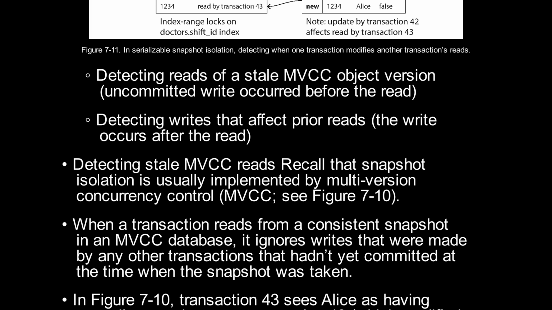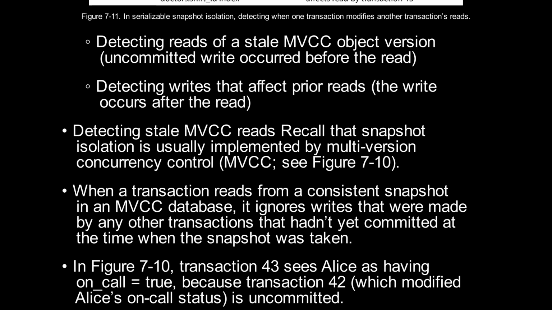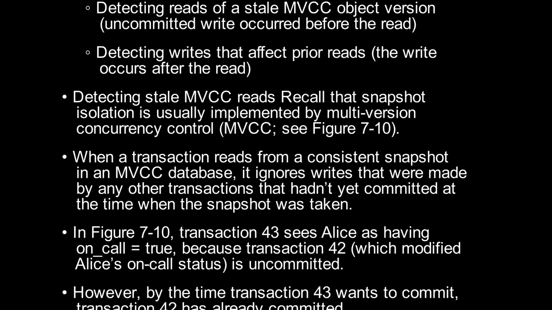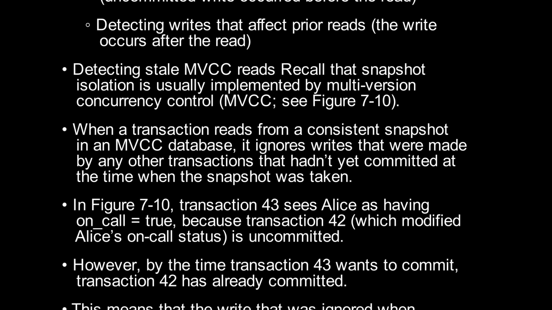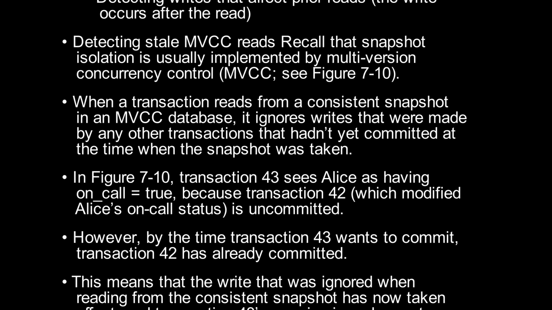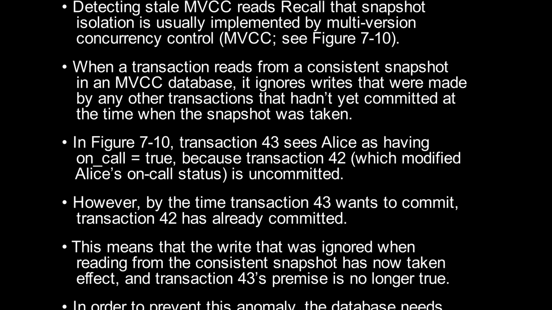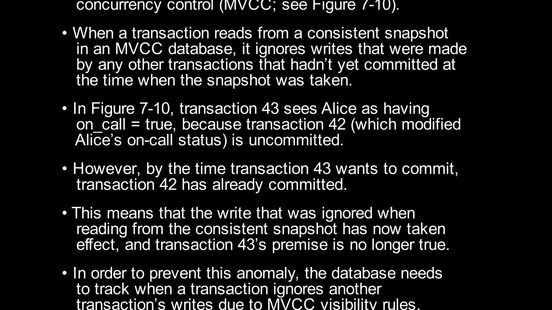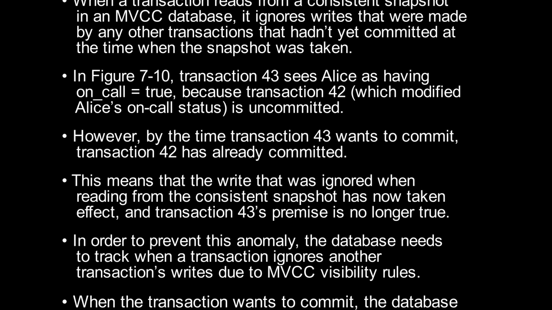When a transaction reads from a consistent snapshot in an MVCC database, it ignores writes that were made by any other transactions that hadn't yet committed at the time when the snapshot was taken. In Figure 7-10, transaction 43 sees Alice as having on-call equals true, because transaction 42, which modified Alice's on-call status, is uncommitted. However, by the time transaction 43 wants to commit, transaction 42 has already committed. This means that the write that was ignored when reading from the consistent snapshot has now taken effect, and transaction 43's premise is no longer true.